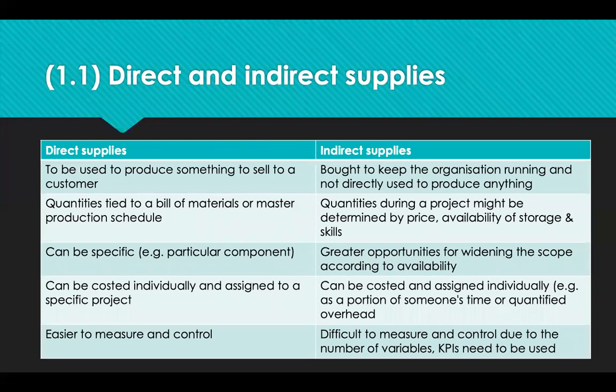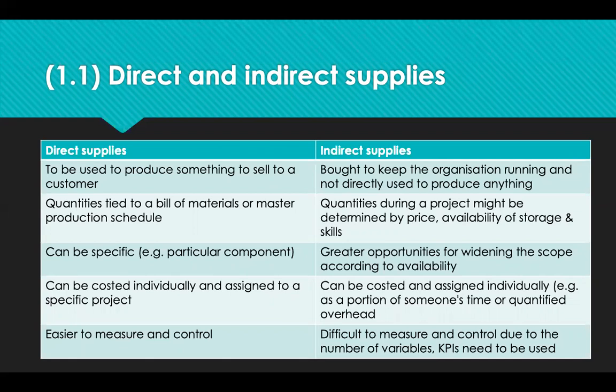Now we're going to look at direct and indirect supplies. Direct supplies are things that can be attributed to the finished product that your organisation sells. It could be a product or a service. So the supplies needed for the manufacture of the goods for what the organisation produces, so they're absolutely needed.